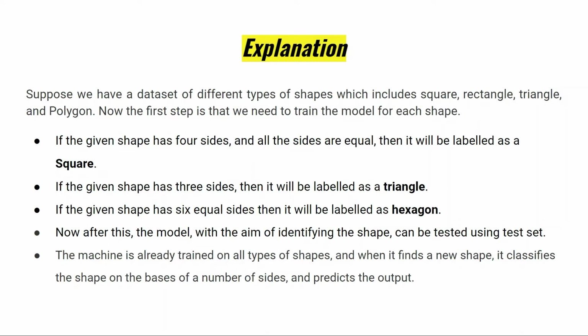Now after this, the model with the aim of identifying the shape can be tested using a test set. The machine is already trained on all types of shapes, and when it finds a new shape, it classifies the shape on the basis of the number of sides and predicts the output.